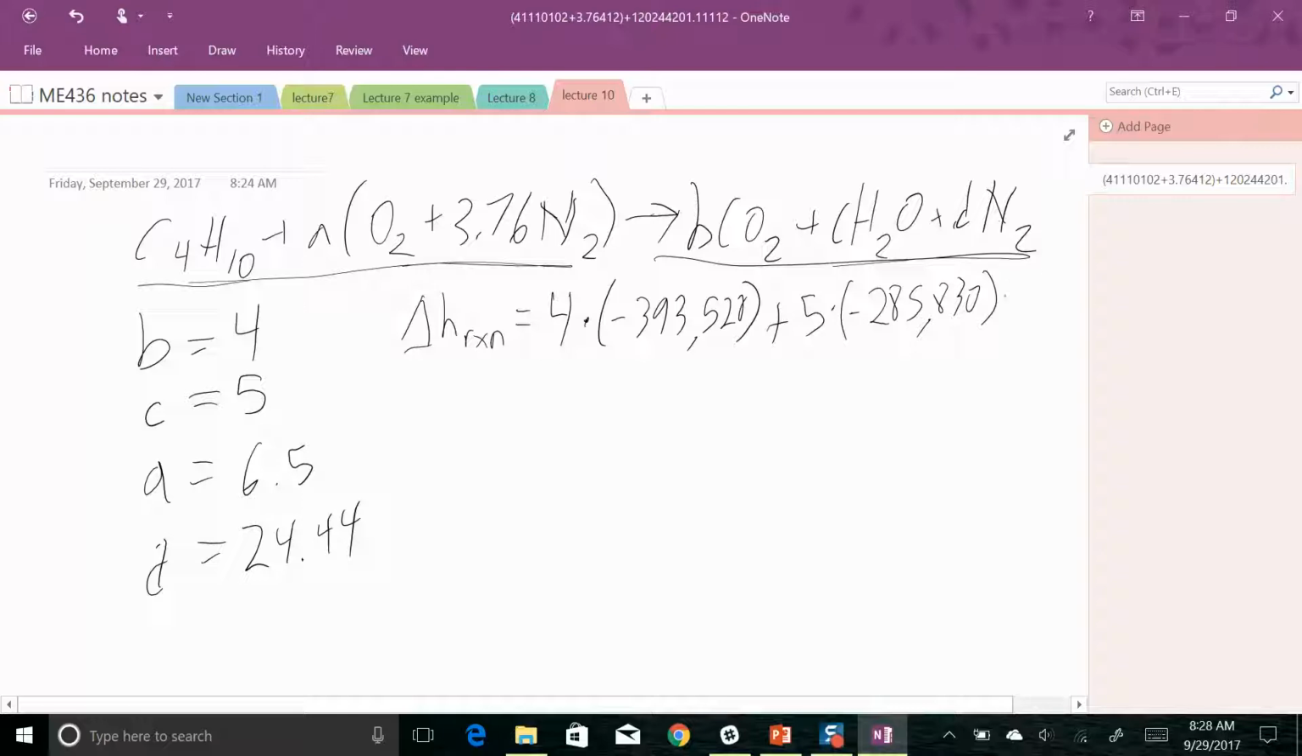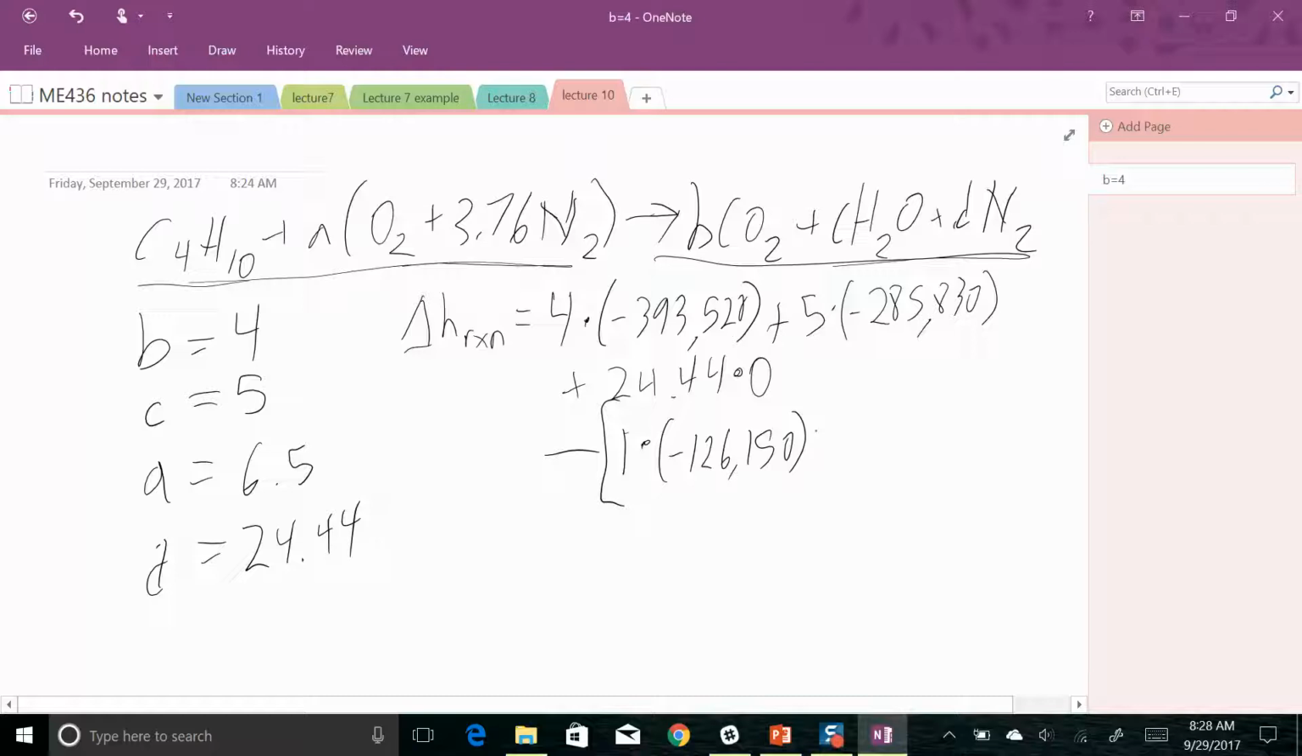I should be writing that. And then for the nitrogen here, we have 24.44 times the enthalpy of formation of nitrogen. That was one of our reference ones. That's going to be 0. So then from that, we can subtract everything on the left side. So we're going to have 1 mole of this N-butane, C4H10. So that's minus 1 times negative 126,150.